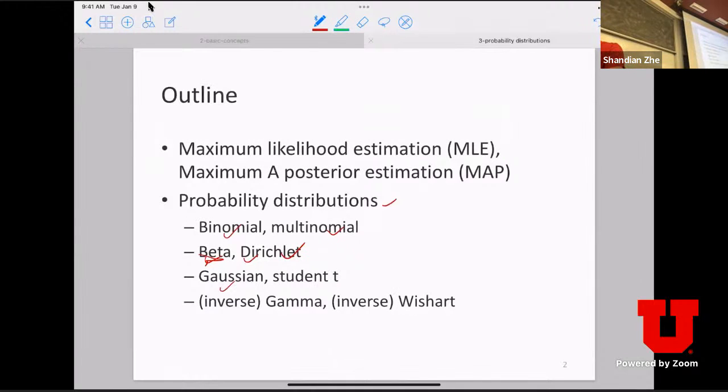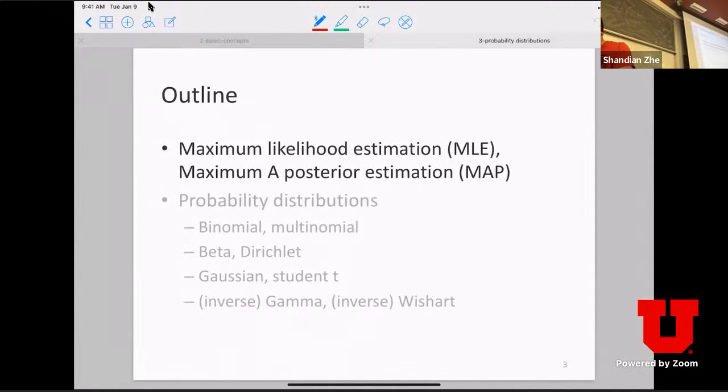Then we're going to talk about the Gaussian distribution and the Student t distribution. Those are mainly used to model continuous observations. And then we're going to talk about the gamma distribution and the Wishart distribution, and how to model the variance and the covariance matrix for Gaussian distributions. Then we're going to review the concepts of maximum likelihood estimation and MAP estimation, maximum a posteriori estimation, which I believe everyone has heard of before.